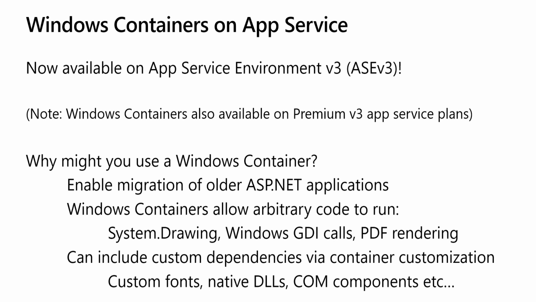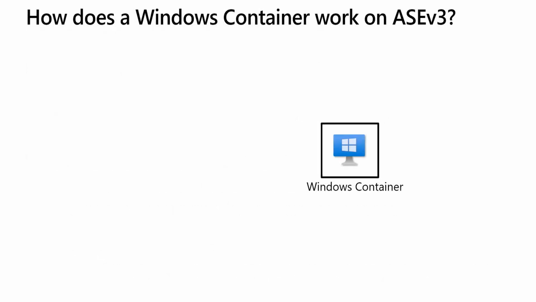Similarly, older ASP.NET applications may require container customizations to support things like installing native DLLs into system directories, installing and registering COM components, things like that. And when you run inside of a Windows container, you can define a Docker file. And inside of that Docker file, you have the freedom to go out and write code that will install all kinds of custom dependencies. Now, how do Windows containers work when they're running on App Service Environment v3?